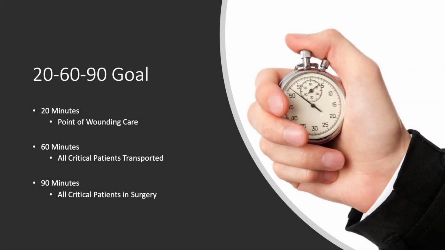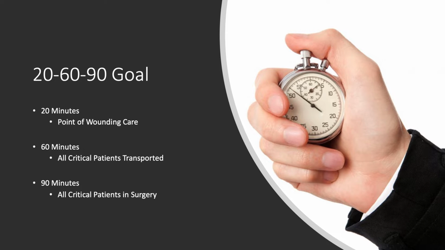And while we're on the subject of overarching themes we're looking for here, one of them is the 20-60-90 goal. Quite simply what this is within 20 minutes we want point of wounding care. So from the time this event occurred, whatever it may be, within 20 minutes we want to provide point of wounding care. Within 60 minutes we want to get all critical patients transported off the scene so that within 90 minutes all critical patients are in surgery. And that's how we have the greatest survivability of these incidents.